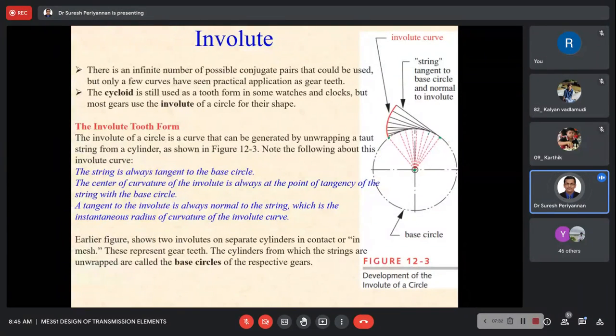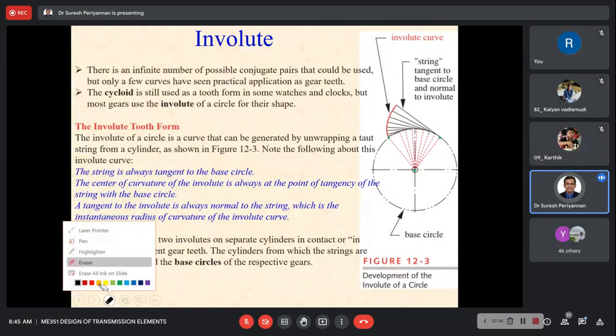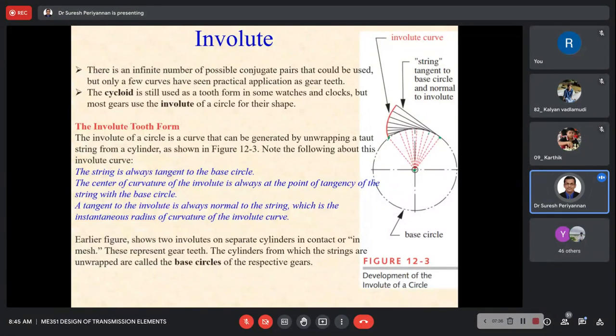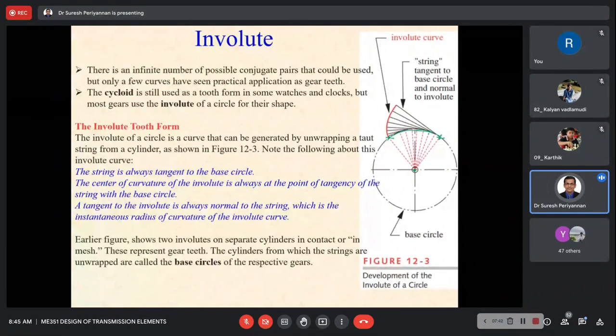Here I am taking this point. The first point I am considering from here, and another point from here. This region only I am going to concentrate on for defining my teeth profile. Now, how can I define it here?